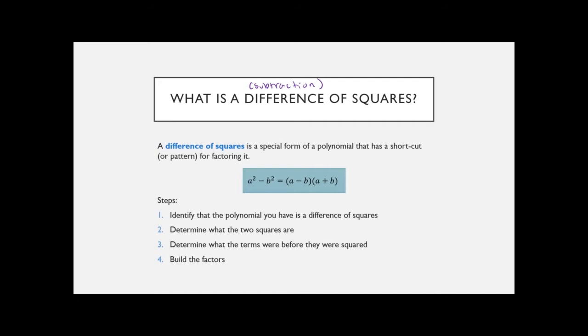So in the box here is the formula. If you have something like a squared minus b squared, you can rewrite that as a minus b times a plus b. So you have this pattern and you recognize what you have on the left. Your steps: first is to recognize you have a difference of squares, which means, okay, it's in this form, I can use this formula. Step 2 is determine what are a and b. What are those things that we have squared?